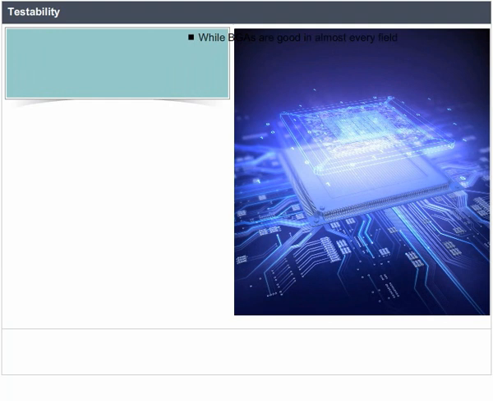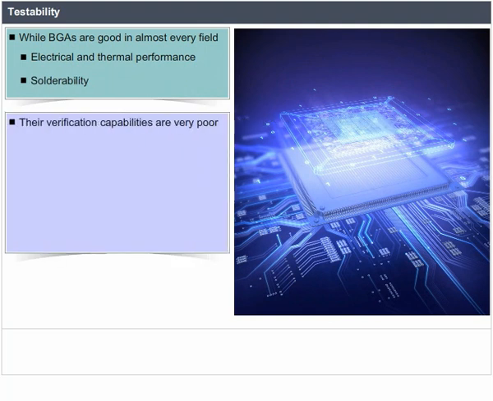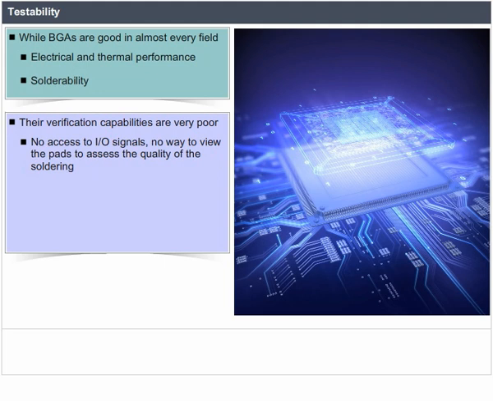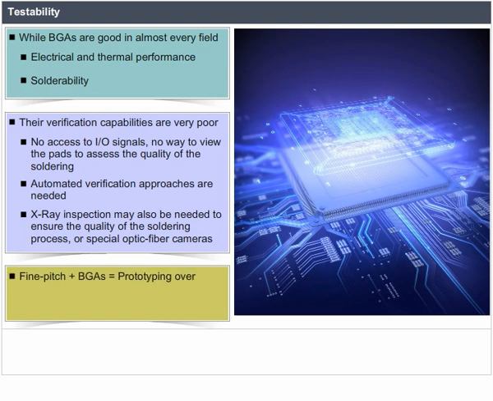Testability. While BGAs are good in almost every field, electrical and thermal performance, solderability, their verification capabilities are very poor. No access to input-output signals. No way to view the paths to assess the quality of the soldering. Automated verification approaches are needed. X-ray inspection may also be needed to ensure the quality of the soldering process, or special optical fiber cameras. Fine pitch plus BGAs equals prototyping over.